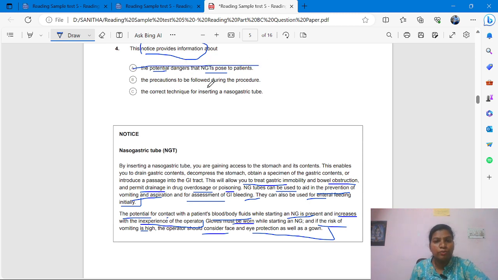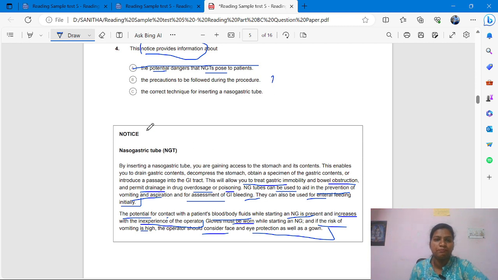The precaution to be followed during the procedure. Is it saying anything on the precaution? What are the precautions to be followed? Here it is saying the potential for contact with patient body fluids while starting an NG is present and increases with inexperience of the operator. Gloves must be worn. If the risk of vomiting is high, operator should consider face or eye protection. What are the precautions to be followed? Is it saying yes? Something is saying, so the second option, B.